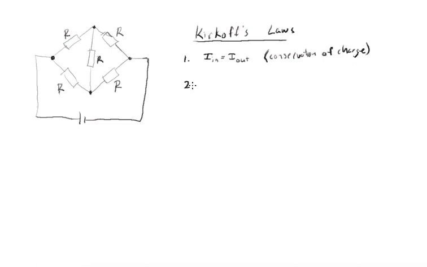The second rule is, and if you think about this one, it will kind of make sense, especially if you think about the roller coaster idea. It's that the voltage drop around any closed loop is 0. Okay? It's 0. And it has to be.